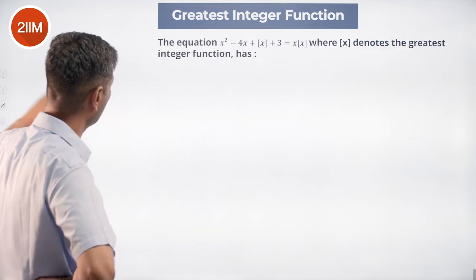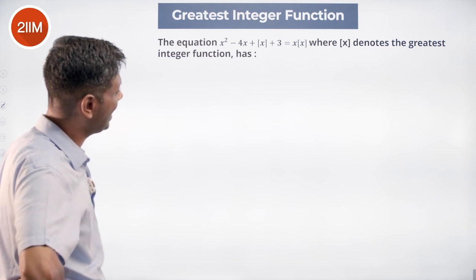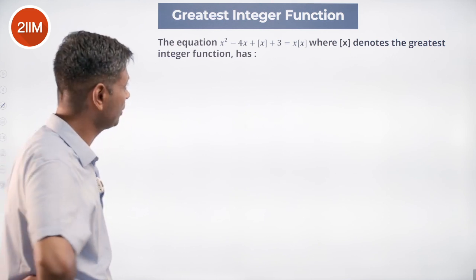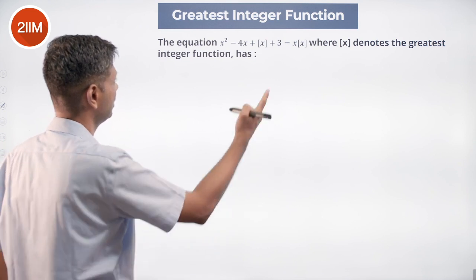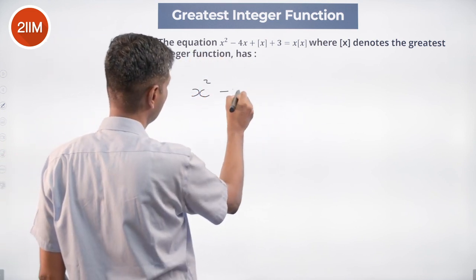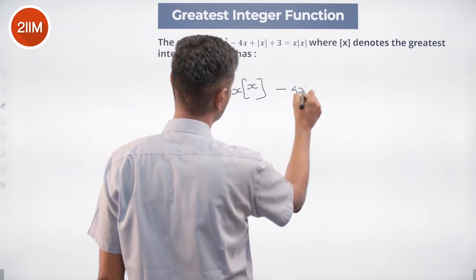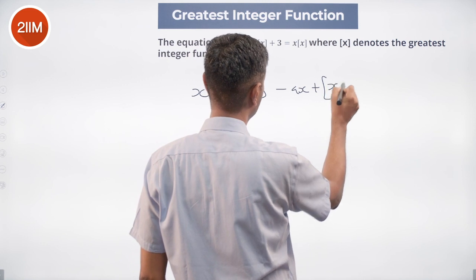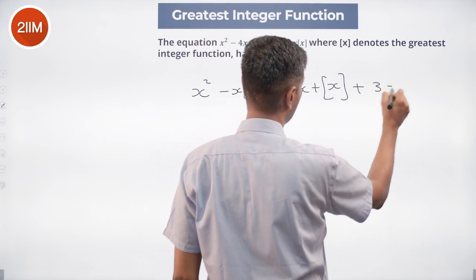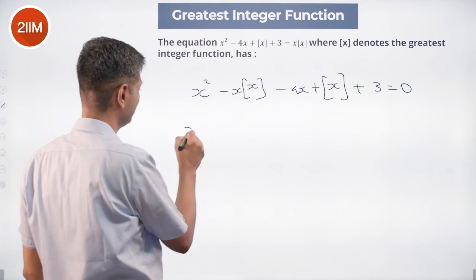And so, super. x square minus 4x plus greatest integer of x plus 3 equals x times greatest integer of x. So let's see if we can simplify this. Let's bring everything to one side. So x square minus x times greatest integer of x minus 4x plus greatest integer of x plus 3 equal to 0. Nice. Take out an x.